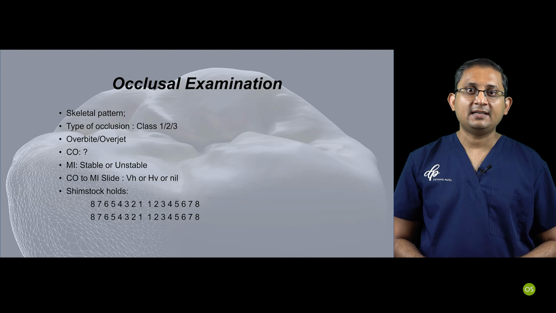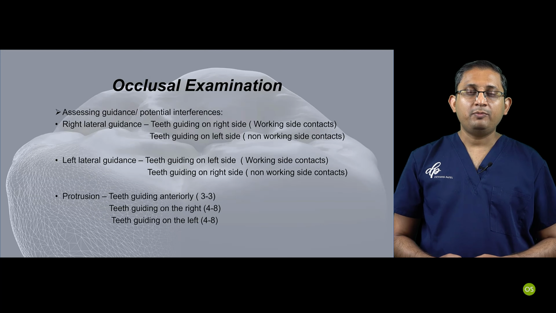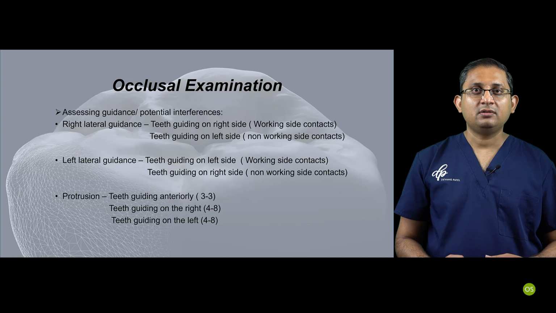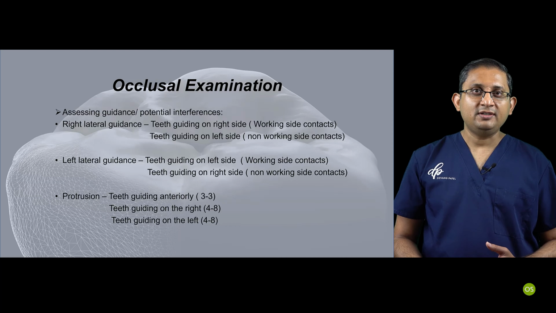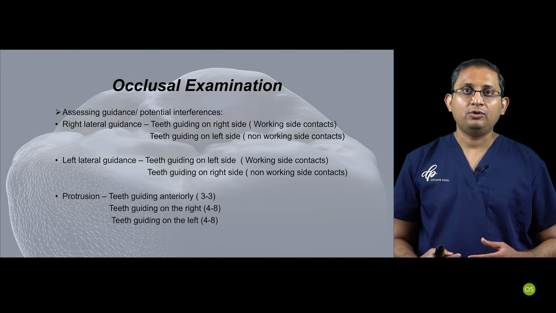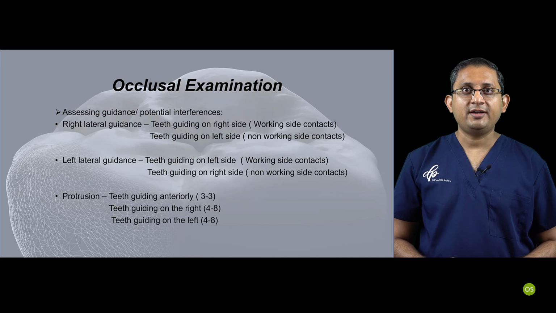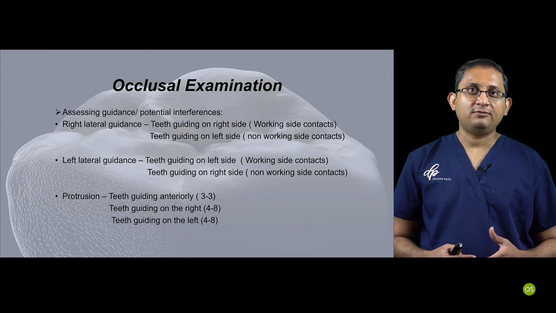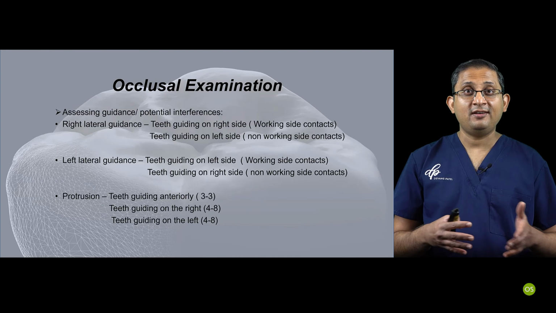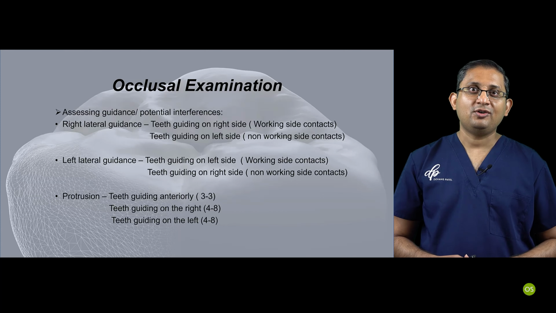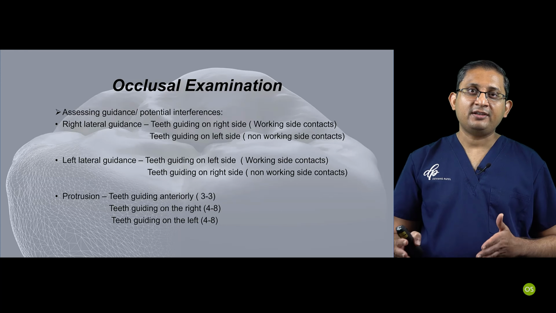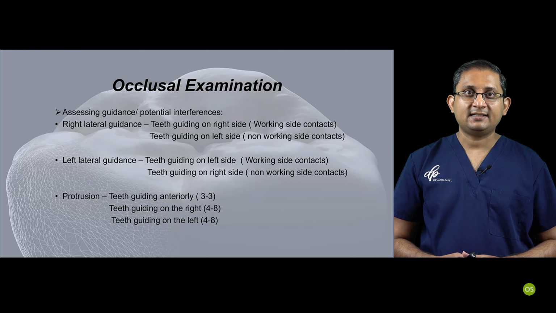And I would record that. And more importantly, I will assess the patient's guidance and any potential non-working side contacts, or some people call them interferences. So I would start with right lateral guidance. I would check teeth which are guiding on the right side, but also teeth which are guiding on the left side when the patient moves to the right side. The teeth which are guiding on the left side are called non-working side contacts.